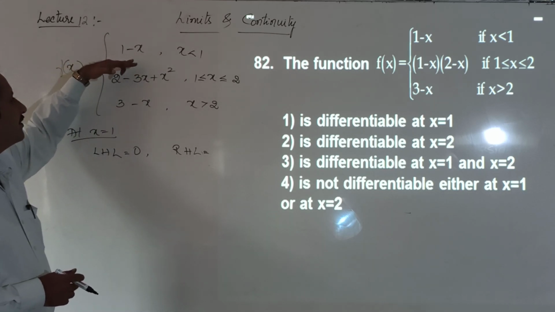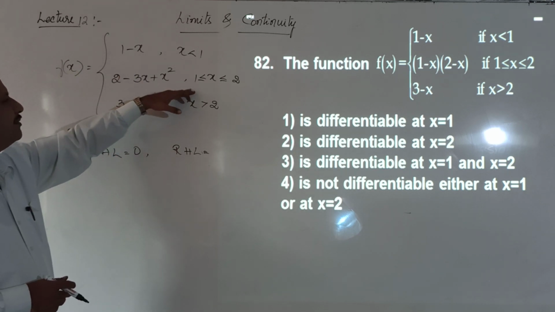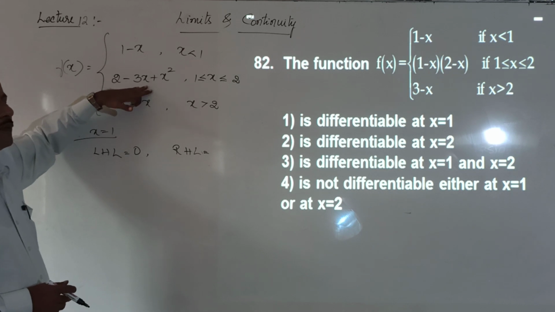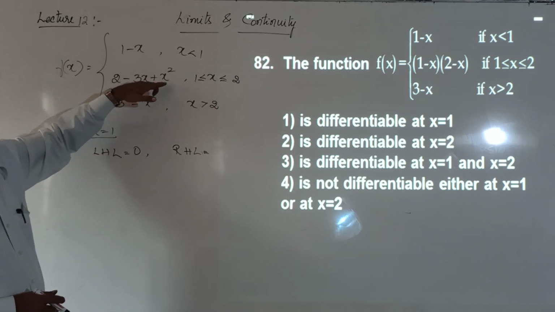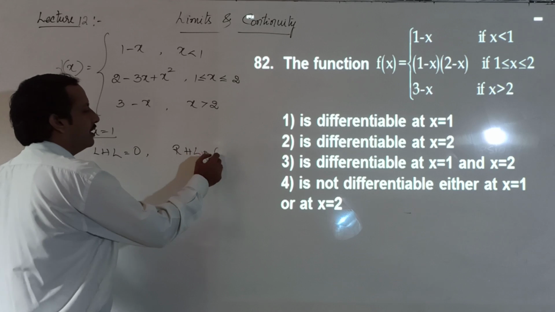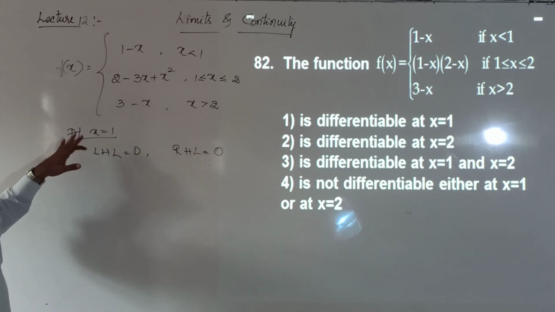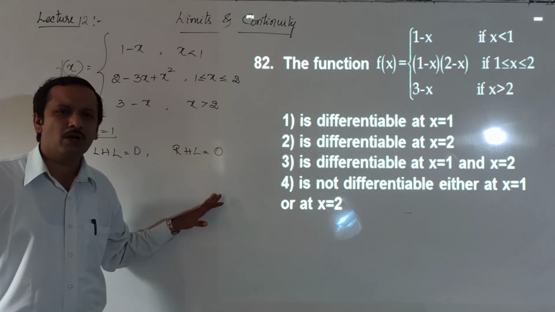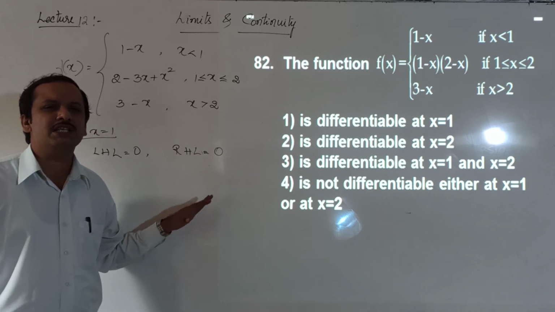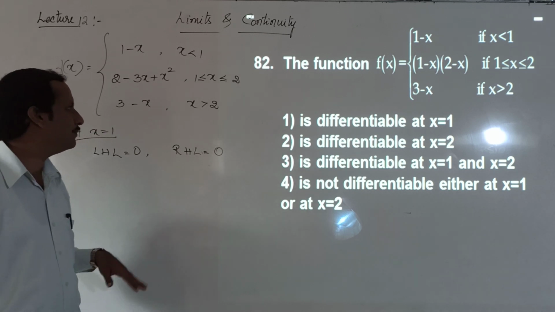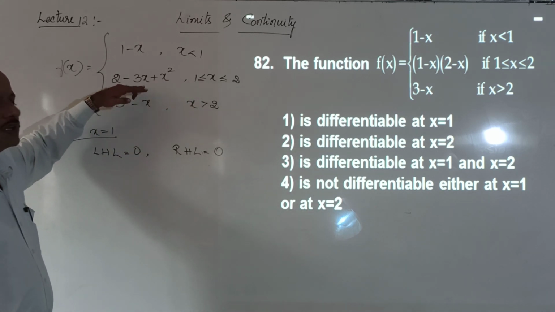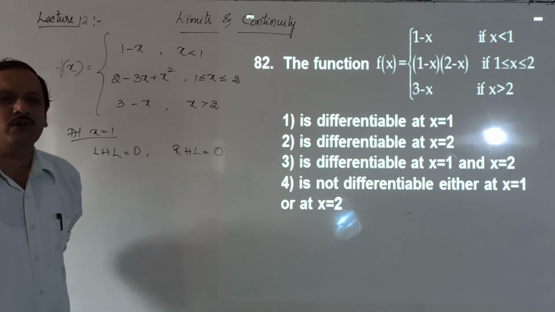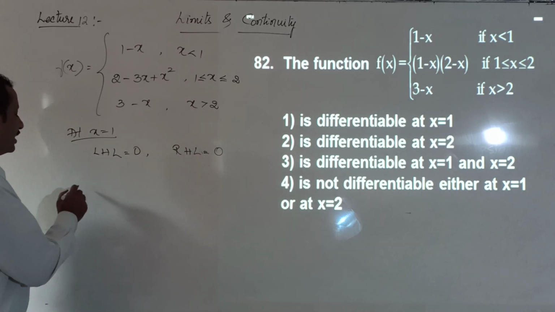So for the left hand limit, put x equal to 1 here, 1 minus 1, 0. Then for the right hand limit at x equal to 1, put x equal to 1 here, that will give you 2 minus 3 plus 1, which is equal to 0. So at 1, the left hand limit is 0, the right hand limit is also 0. Therefore, we can say that the function is continuous at 1, because f of 1 will also give you this. So left hand limit is equal to right hand limit is equal to function value. Therefore, the function is continuous at x equal to 1.